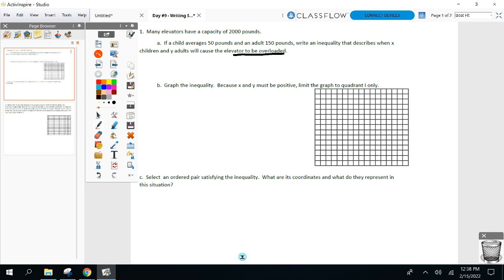50. What are we going to put with the 50? 50x. Adults are weighing what here? 150. What's the variable for adults? What do I want to do with these two? I got 50x, and I want to add them. I want to overload the elevator. Think about your inequality. It's not equal to 2,000.